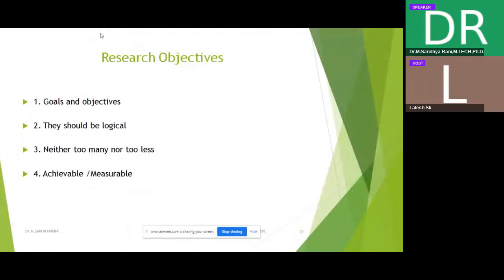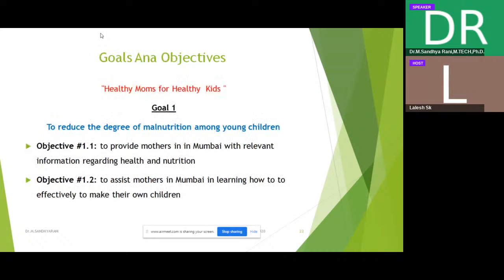Coming to the goals and objectives, the first point we just kept aside. So again, coming to that point, goals and objectives. For example, I have a study. The title of the study is Healthy Moms for Healthy Kids. That is my goal. In that Healthy Moms for Healthy Kids, I have two goals. Goal one is to reduce the degree of malnutrition among young children. That is my goal. I have to fulfill it. But this goal is very big. I have to break this goal into two objectives. When my objectives are fulfilled, automatically my goal is also fulfilled.